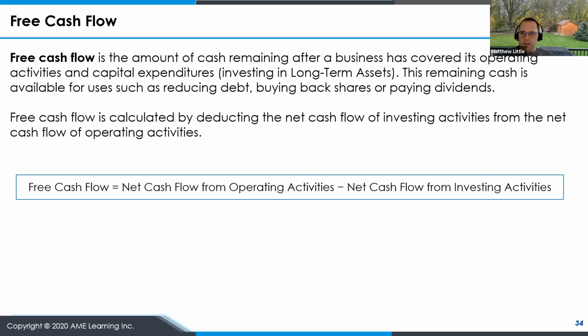So the last topic to talk about is free cash flow, and it's the amount of cash remaining after a business has covered all of its operating and capital activities. Capital activities are where they invest in long-term assets. Any of that remaining cash is then free to reduce debt, buy back shares, pay dividends, etc. So that's considered free cash flow. Free cash flow equals net cash flow from operating plus any net cash flow from investing, so it's the difference of those two.